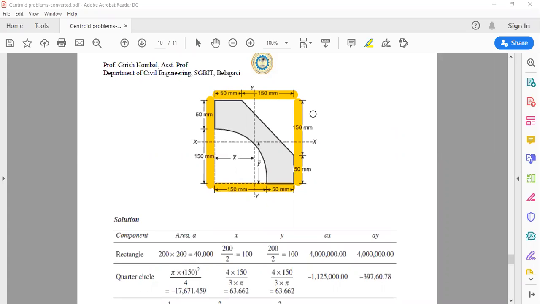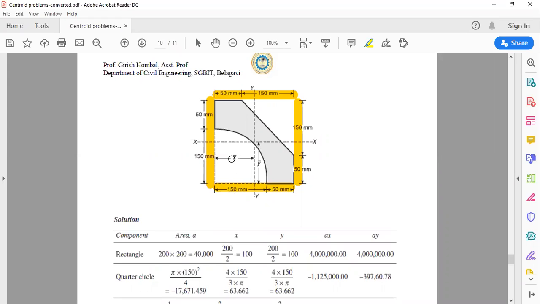So I have the dimensions with me. So it is 150 into 50. 150 plus 50, 150, 50. So it is 200 by 200. So first thing is I'll consider this square or rectangle of 200 by 200. So in this square, so square is my first diagram.